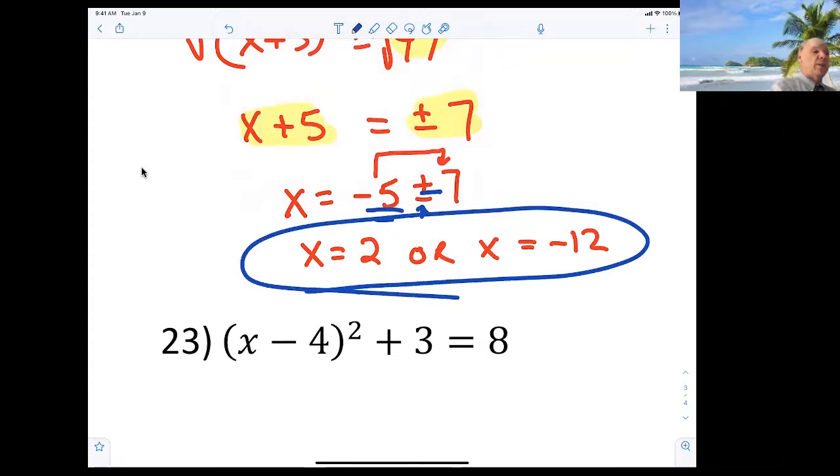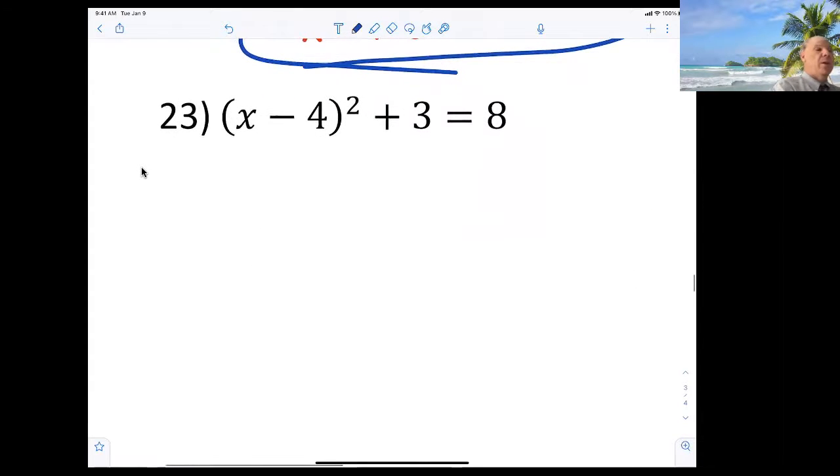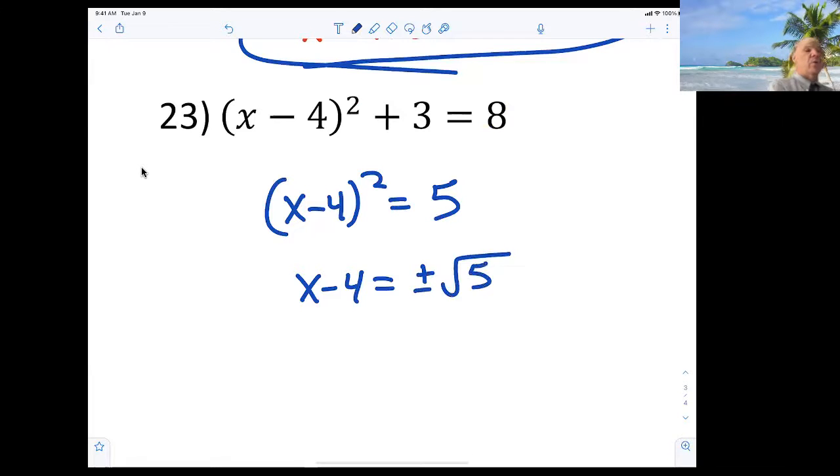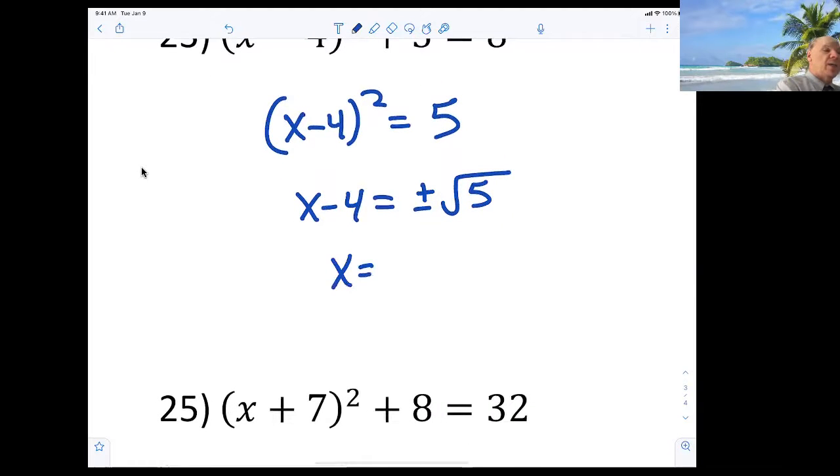All right, so let's see if I can show you something now in 23. What do I do first? So good, guys. X minus 4 squared equals 5. Now what do I do? Square root. So x minus 4 equals plus or minus radical 5 or square root of 5. Now what do I have to do? That's the 4. Add 4. So x equals 4 plus or minus the square root of 5.